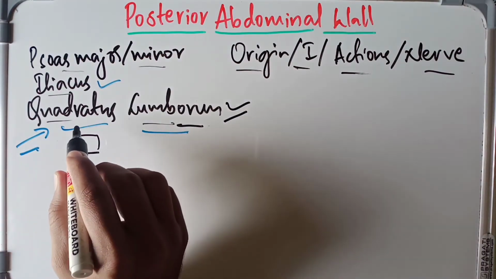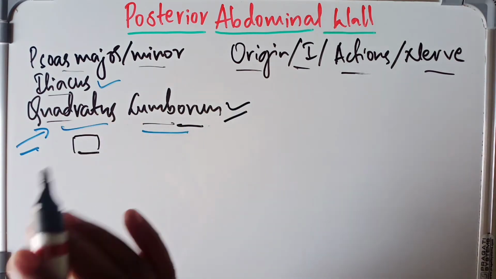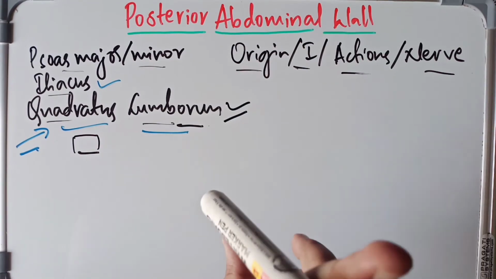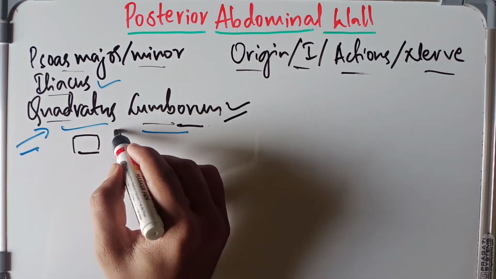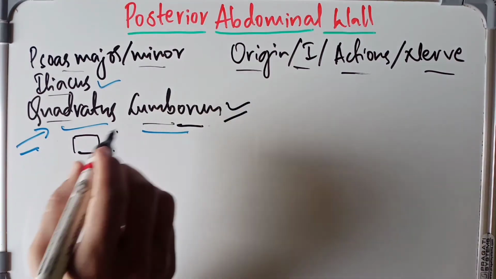The quadratus lumborum is also enclosed between the anterior and the middle layer of the thoracolumbar fascia. We have the complete anatomy of the thoracolumbar fascia in another video, make sure to watch that. So it fills the gap between the anterior and the middle layer of the thoracolumbar fascia. That's about the quadratus lumborum.